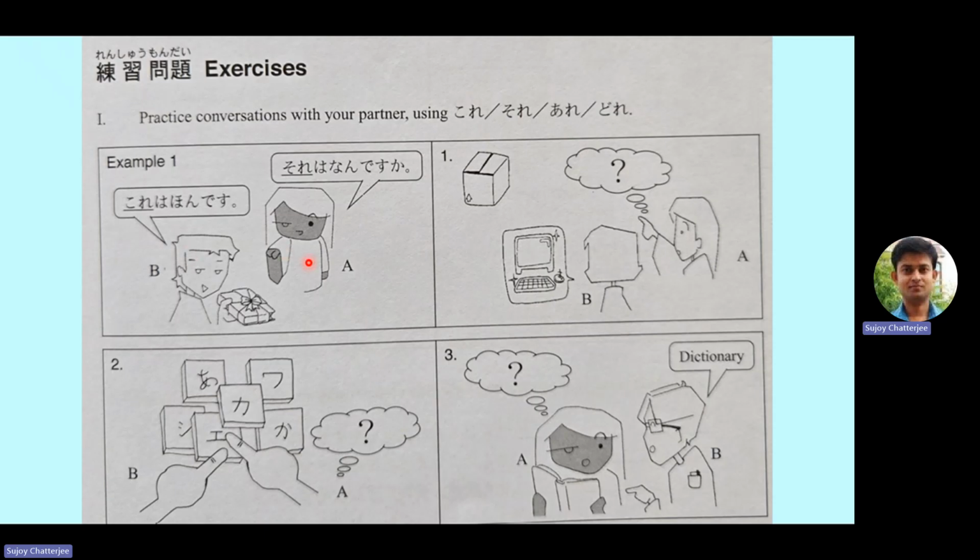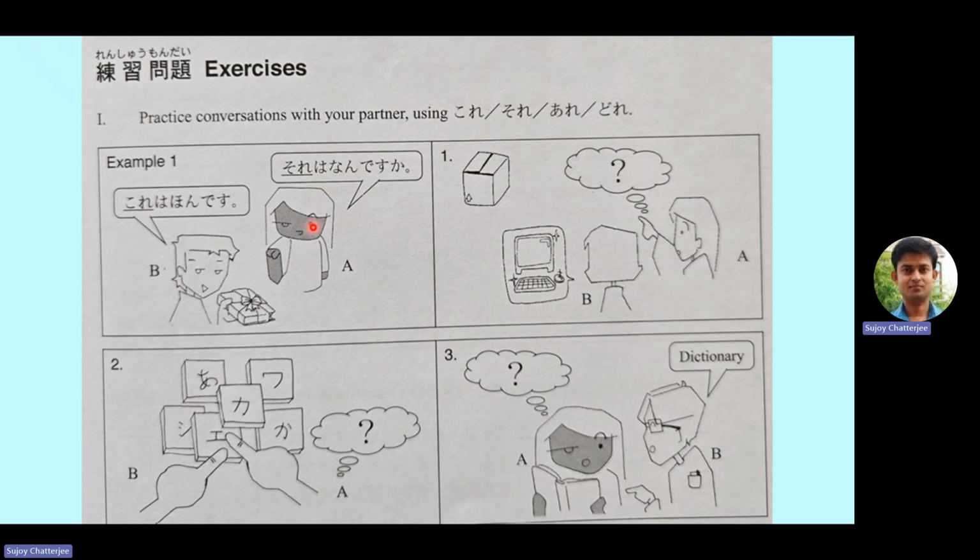So A and B, that means person A will be asking first. A says, それは何ですか? She is asking this person, それは何ですか? And he is saying, これは本です. So this is a book. As you can see, it is wrapped in a gift pack, so probably he has brought this gift for her. And that's why she is first asking, それは何ですか?